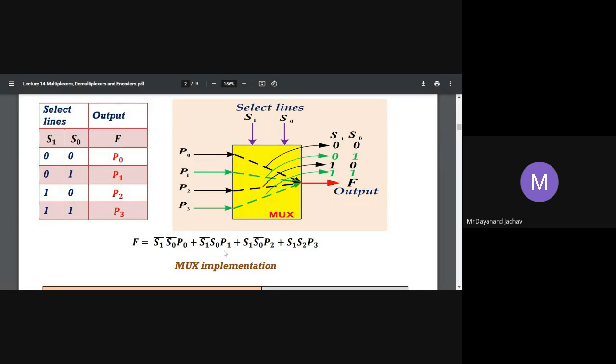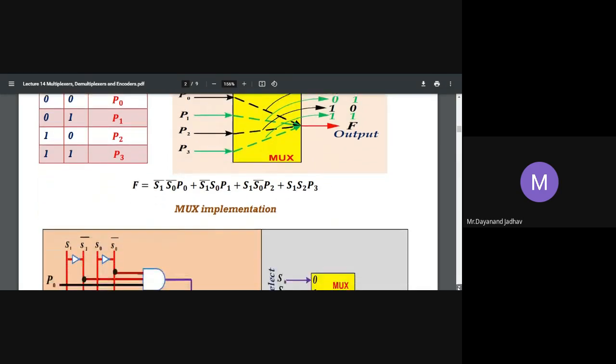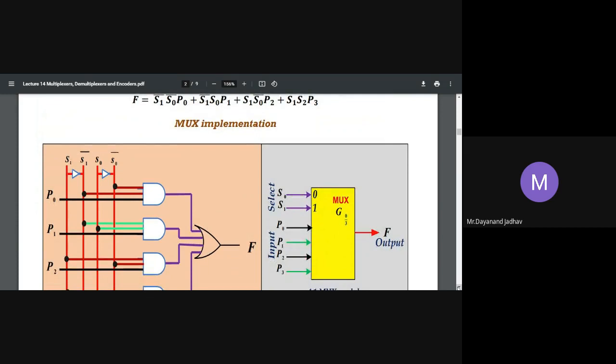This is the design for the multiplexer. Then we can implement this by using logic gates. See here how we can implement this logic expression. We can consider S1, its bar S1 bar, S0, its bar S0 bar. Then this F is equal to S1 bar S0 bar P0 plus S1 bar S0 P1.